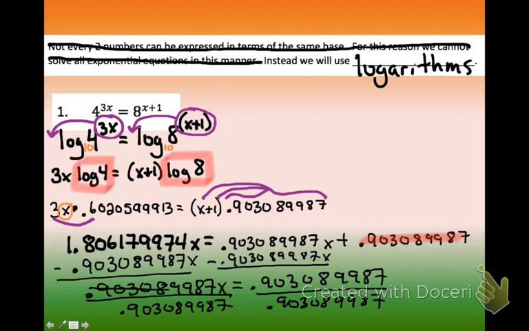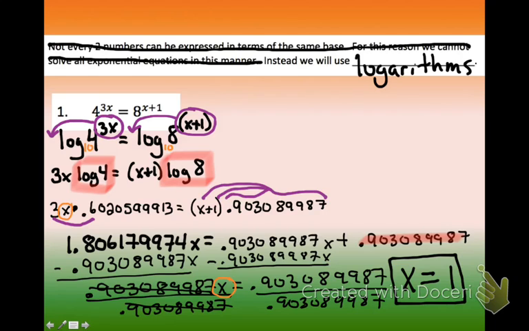And when you do that, this side will cancel out. You'll be left with just your x. So I will be left with x equals, and on this side here, it's the exact same thing being divided, so it's actually x equals 1, which is your final answer.